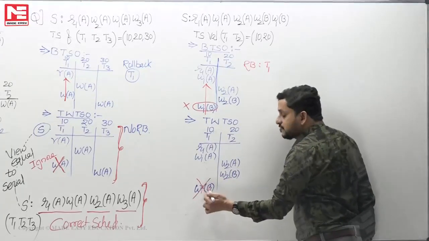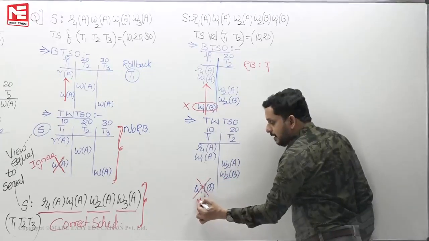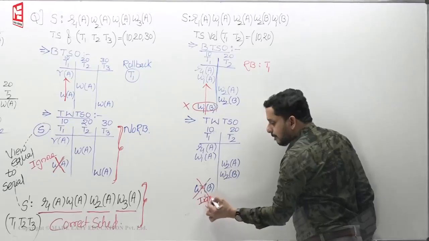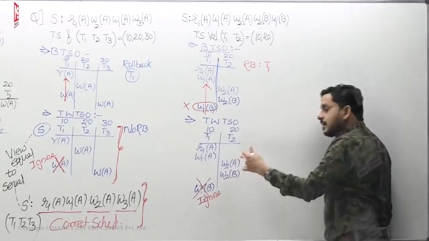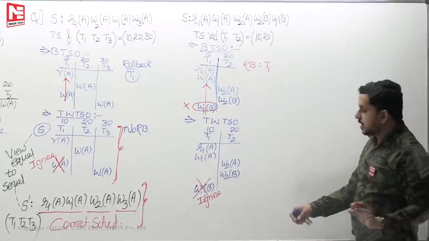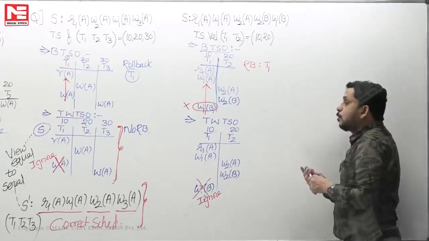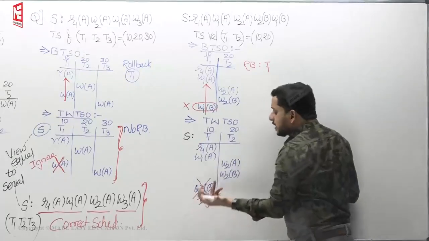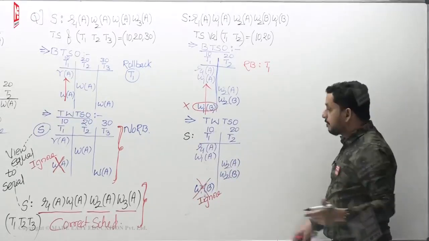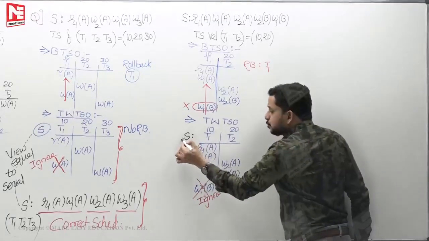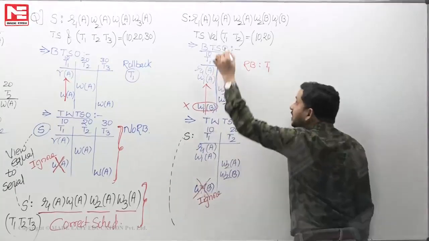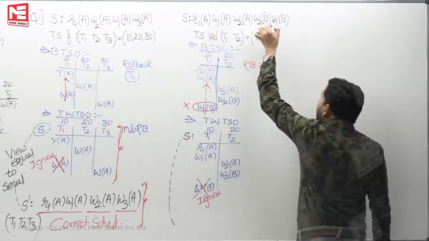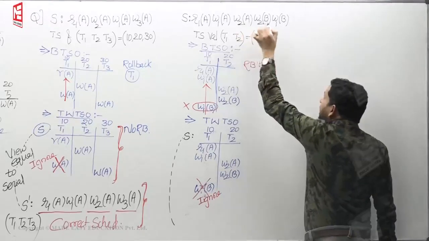Now T1 requesting for write. In that case, simply ignore W1B and continue the execution. Okay, so is this clear? Now you can ask, if you ignore this write, how can you make sure of consistency? For example, if these two transactions are executing: T1 read A, write B, T2 write A, write B.